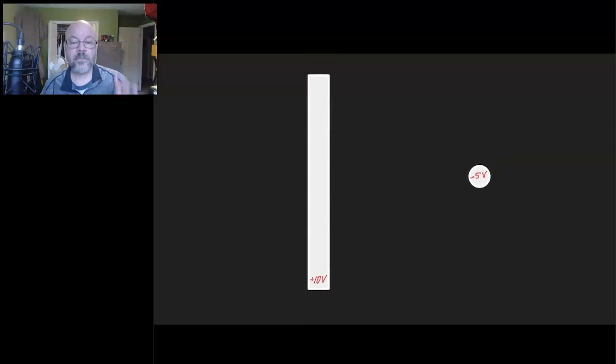Let's suppose we've got a metal bar there and a metal sphere. And the sphere is kept somehow at a voltage of -5. So maybe we put a bunch of extra electrons on there, for example. And then the bar is kept at +10. So we subtracted off some electrons to leave it with a positive charge there.